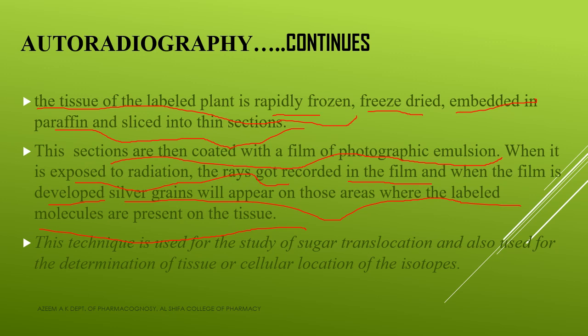So here the section should be coated with photographic emulsion, then exposed to radiation, and these rays are recorded in the film. When the film is developed, you will get silver grains on this photographic film or the X-ray film, and where do we get the silver grains? In the part where the labeled molecule is present. Okay, and this technique is widely used for the study of sugar translocation and also for the determination of tissue or cellular location of the isotopes. That is what this technique is used for.